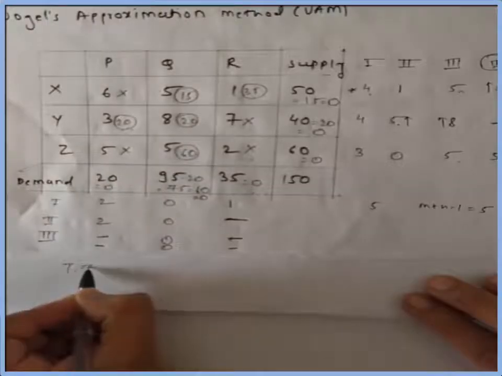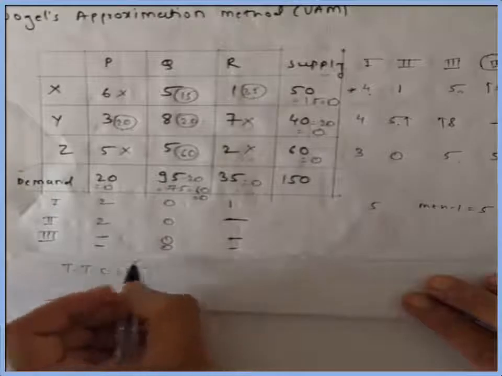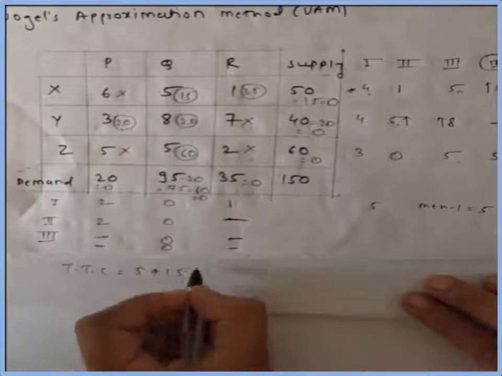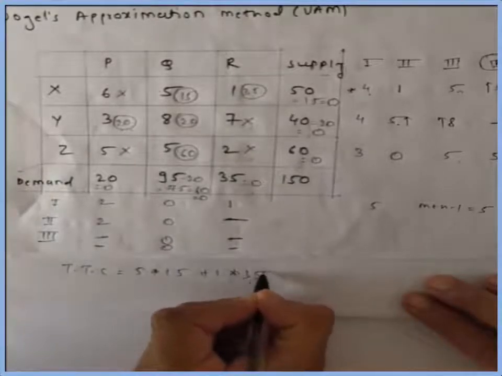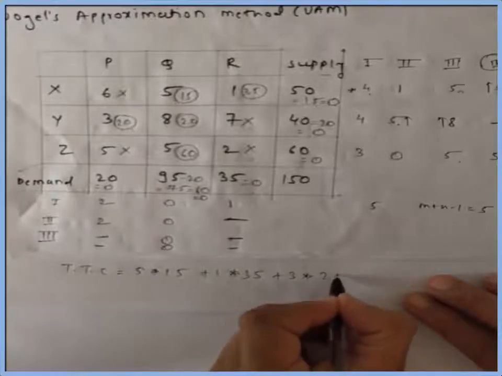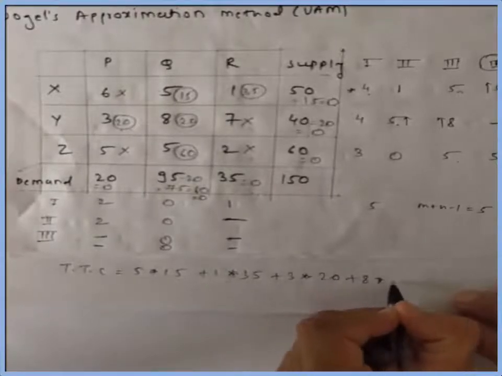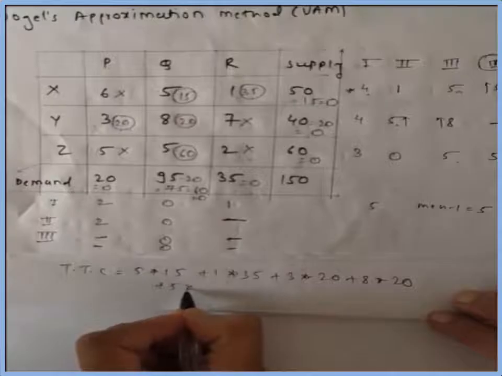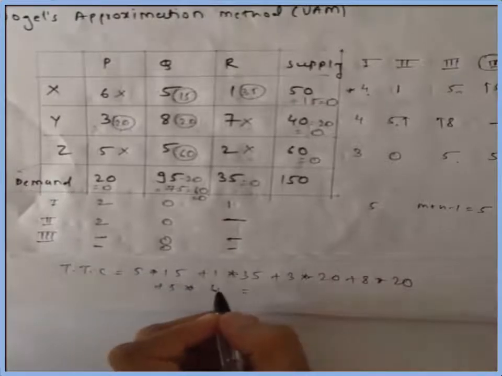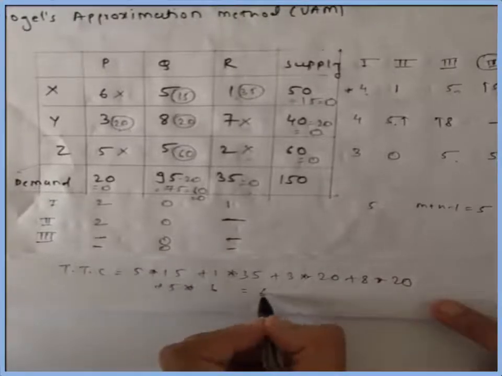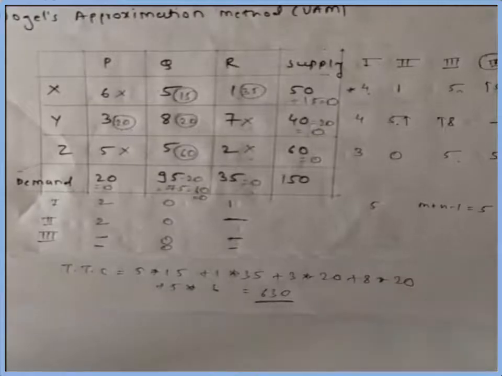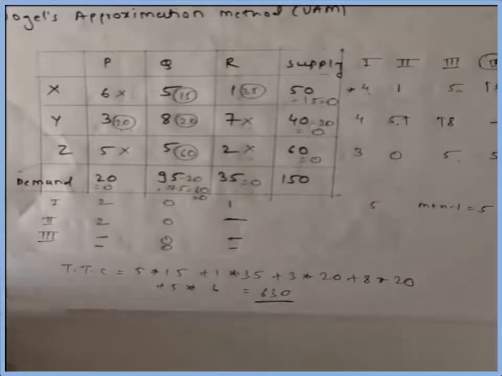And the final total transportation cost is equal to 5 into 15 plus 1 into 35 plus 3 into 20 plus 8 into 20 plus 5 into 60 is equal to 630. 630 is the final transportation cost of the given transportation problem with the help of the Vogel's approximation method.